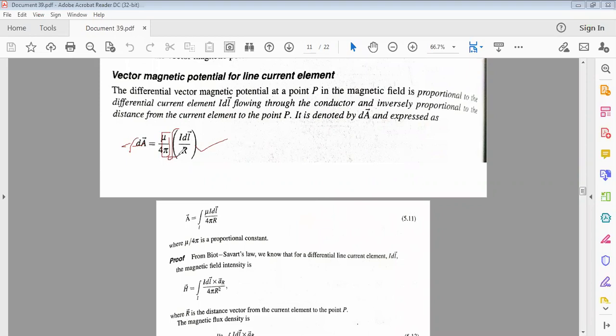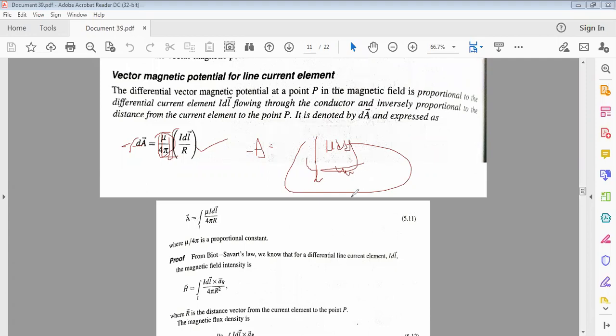Mu by 4 pi integral IDL by r. Mu by 4 pi is the constant, right? So A is simply the integral of mu IDL by 4 pi r, but mu by 4 pi is a constant, so you may take it out of that integral. So A equals the integral of mu IDL by 4 pi r. Of course, that integral is a line integral. Why? Because here we consider the line current element.